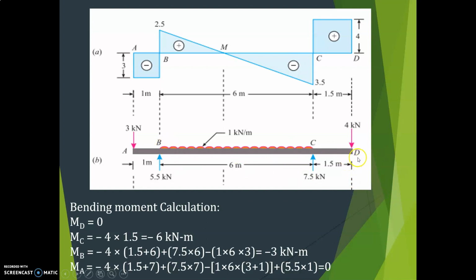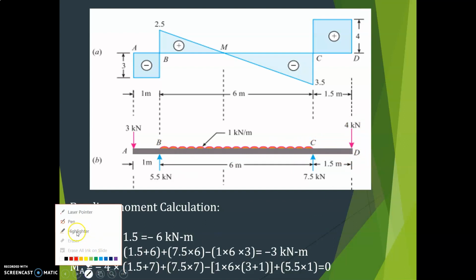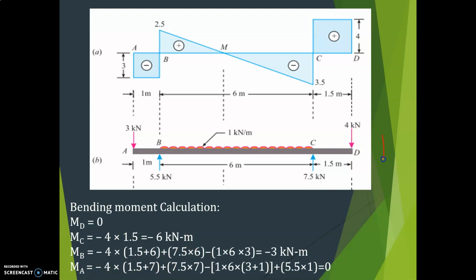First at D, that is 0. Then at C, what is that? 4 into 1.5 in this direction, that is minus 6 kilonewton meter.